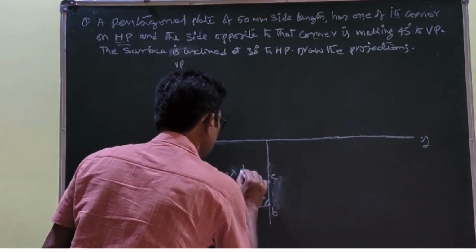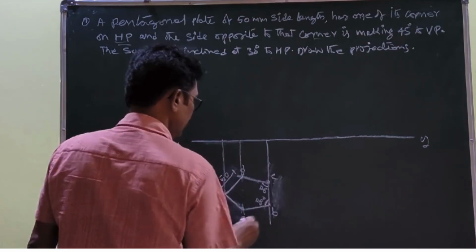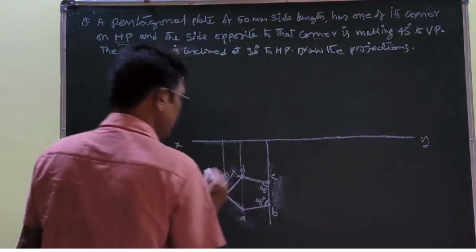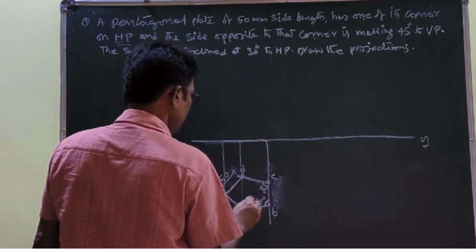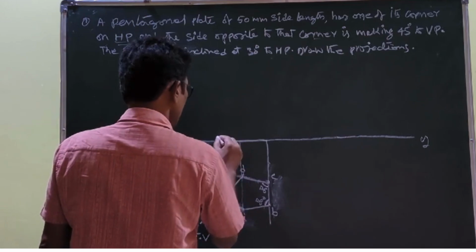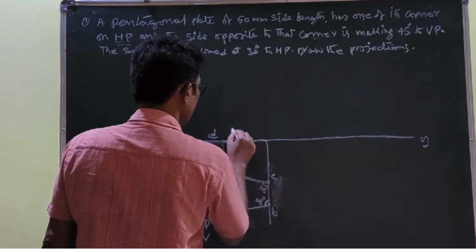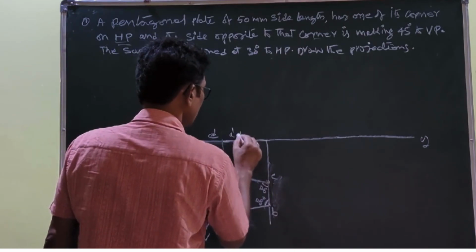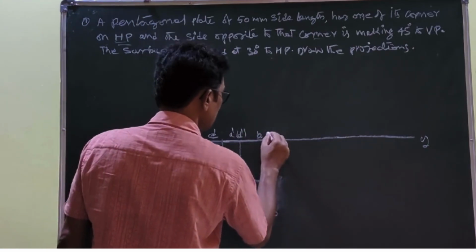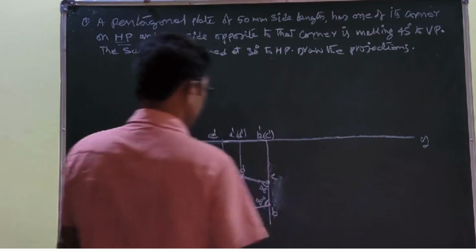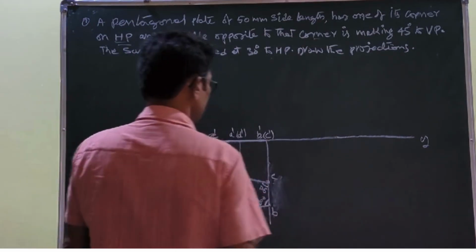Here you draw the projectors on the XY line. These two are passing through the same line, so this is the front view, this is the top view. This is named E dash, this is A dash, D dash, put it in bracket, B dash, this is C dash, put it in bracket. Once this position is over, this is the front view, this is the top view.